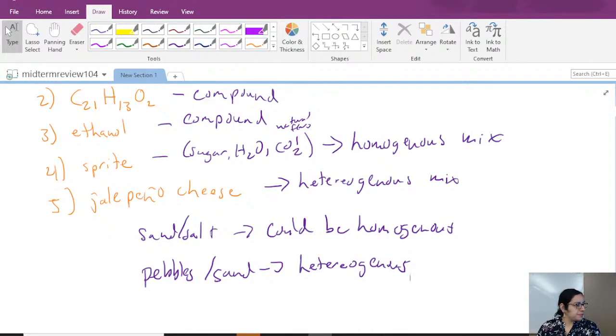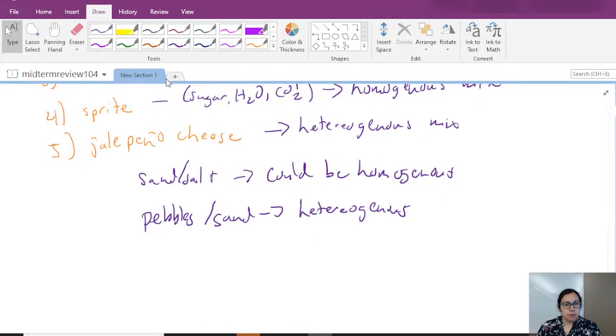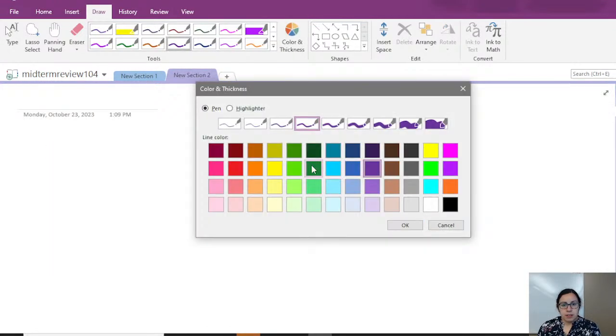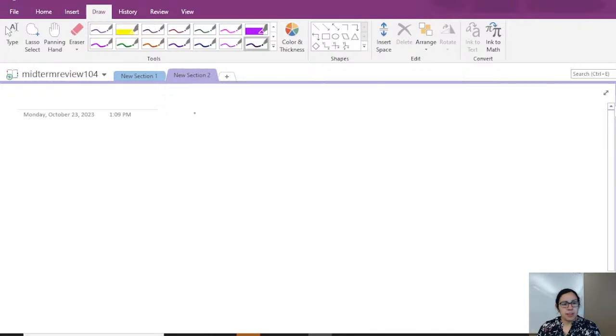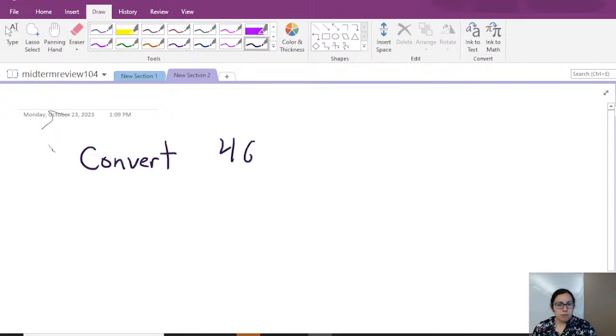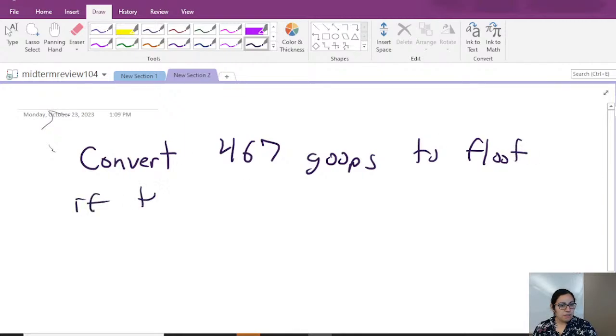All right, let's do the next type of problem. And so expect some converting, and there could be some different units. And so what I mean by that, sorry, my cord is getting in the way. It could be like the following. So convert 467 goops to floop if there are 19.5 goops in a floop.